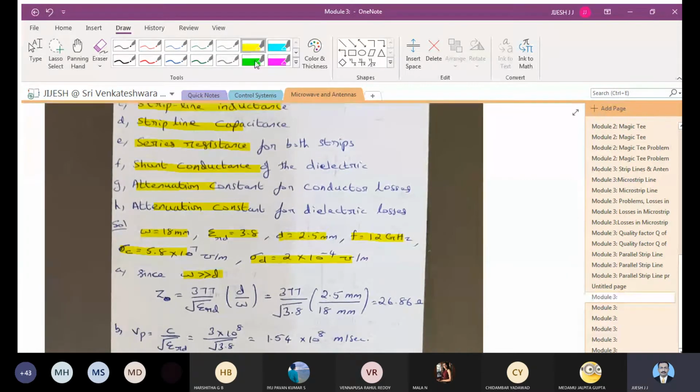Those who have not completed, do it fast. The Z0 equation is available with you. Just do the substitutions and simplify it. For Z0 you will be getting 26.86, and Vp is equal to C divided by root of epsilon RD, and you will be getting it as 1.54 into 10 to the power of 8 meter per second.